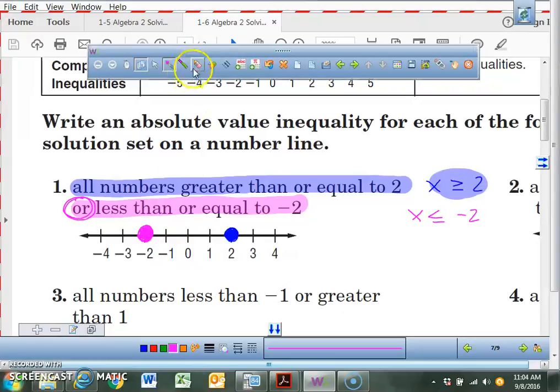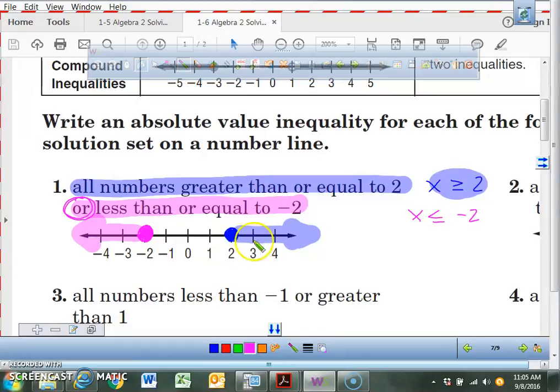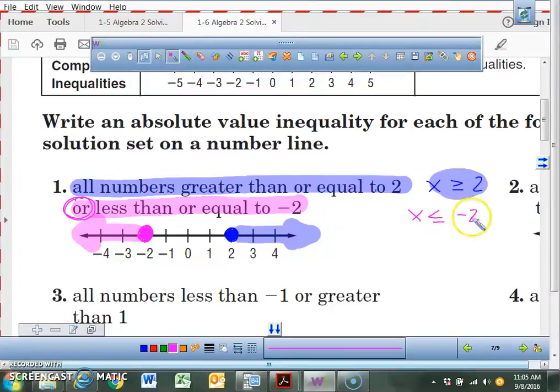Now, which direction am I going to shade from here? Right. Going here to the right, because it's greater than 2. What about this direction? Left. All or statements are going to be going in opposite directions. Now, Shane, this one said not just do this, but it said what? Write an absolute value inequality that matches this.